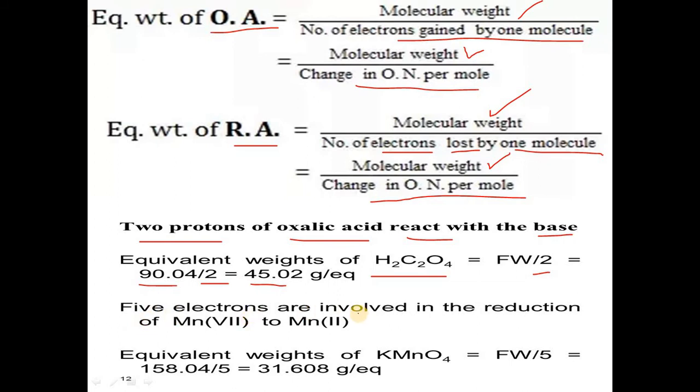In case of KMnO4, 5 electrons are involved in the reduction of manganese plus 7 to manganese plus 2. So equivalent weight of KMnO4 is equal to formula weight divided by 5. So overall equivalent weight of KMnO4 is 31.608 gram per equivalent. So these are the different types of calculation for equivalent weight.